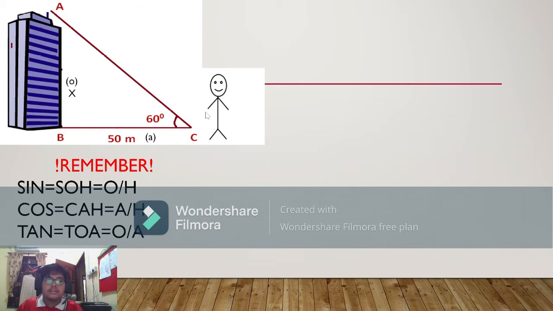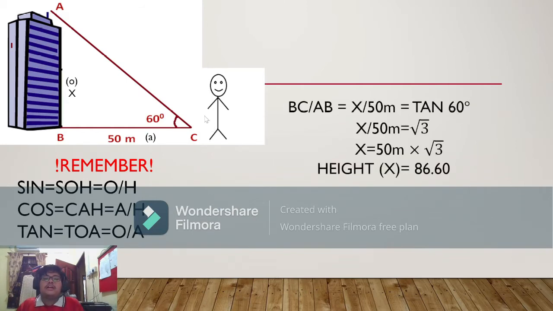Okay, this is the calculation. We want to settle this problem. If we want to get the height of a building, we need to divide BC by AB. This uses the tan formula. For example, this is the opposite of the triangle and this is the adjacent of the triangle.